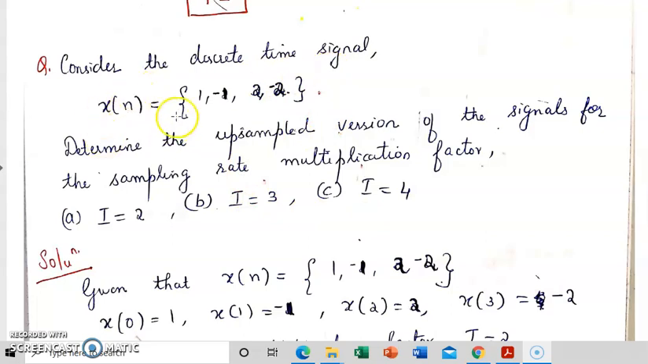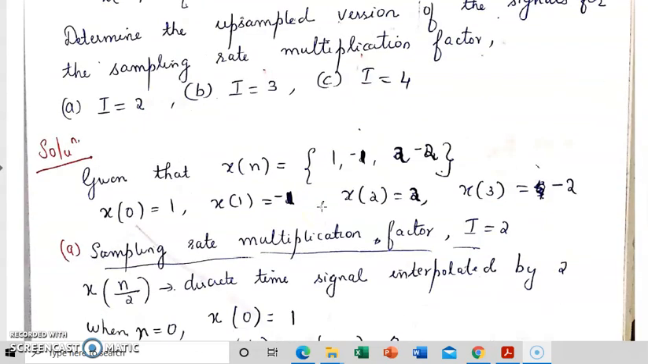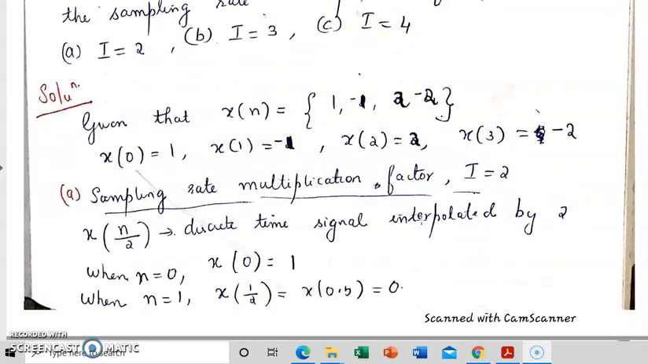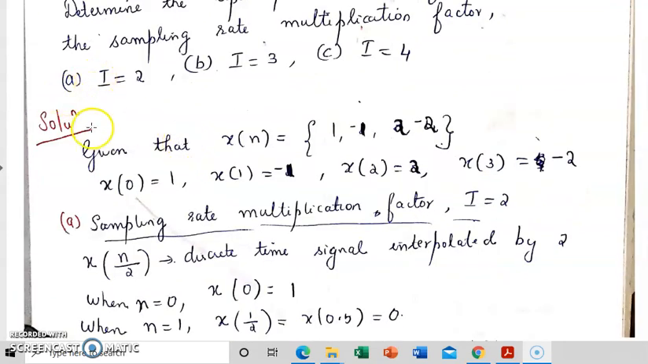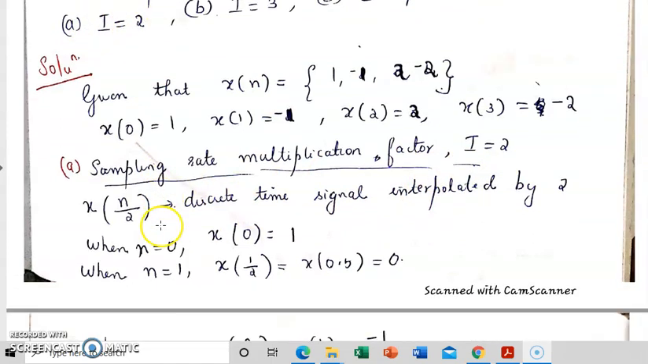Consider the discrete time signal x of n is equal to 1, minus 1, 2, minus 2. Determine the upsampled version of the signal for sampling rate multiplication factor I equal to 2, 3 and 4. Given x of n, we can write x of 0 as 1, x of 1 as minus 1, x of 2 as 2, x of 3 as minus 2. We'll consider the first case where the sampling rate multiplication factor I is equal to 2.